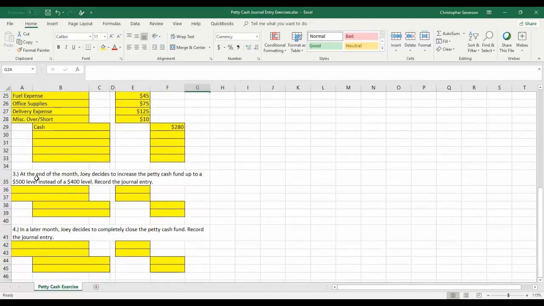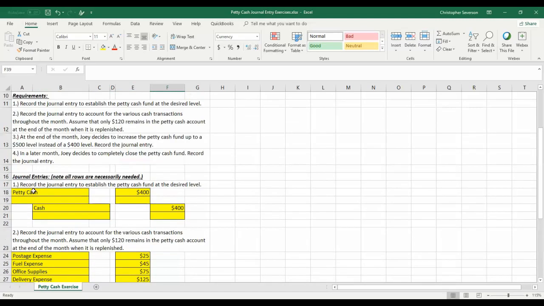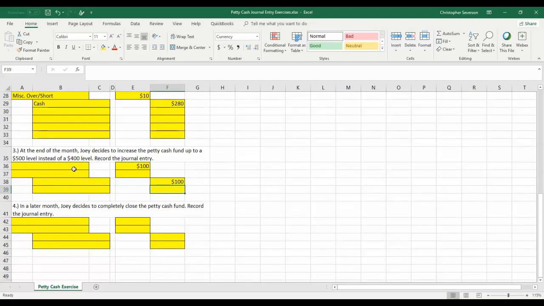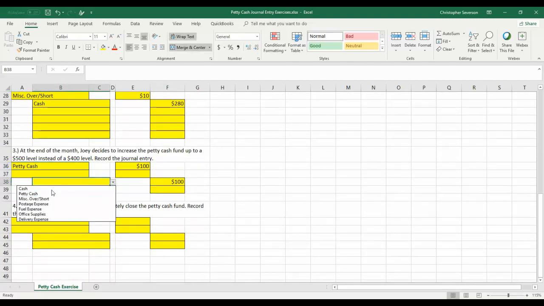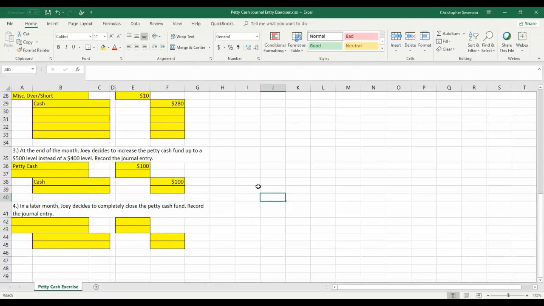Now, number 3, at the end of the month, Joey decides to increase the petty cash fund up to a $500 level instead of a $400 level. So we need an extra $100. Now, this is an increase of a petty cash fund, not a whole lot different than what we did at the beginning when we started with 0 and increased it up to $400. It's still going to be a debit to petty cash and a credit to cash for $100.